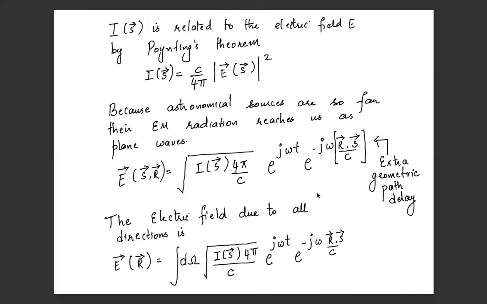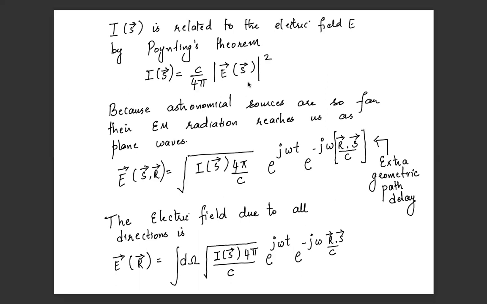Now, we have to somehow relate this specific intensity to what we measure on the ground, which is just the electric field. And for that, we use Poynting's theorem. You can find this relationship derived in any classical textbook on Maxwell's equations and electrodynamics. So the specific intensity is related to the square of the electric field. And this equation is just one of the terms in Poynting's theorem.